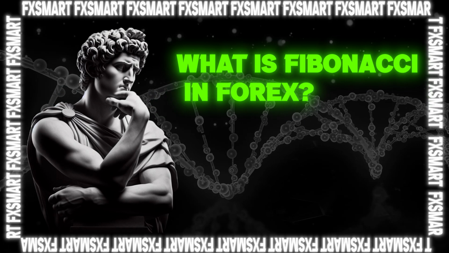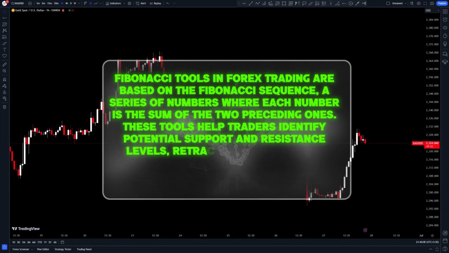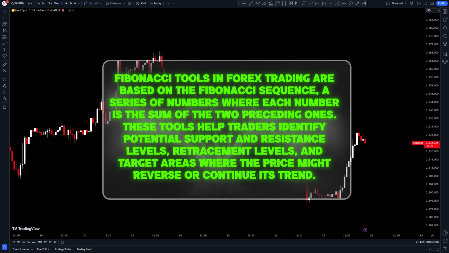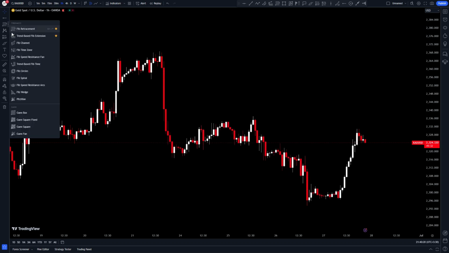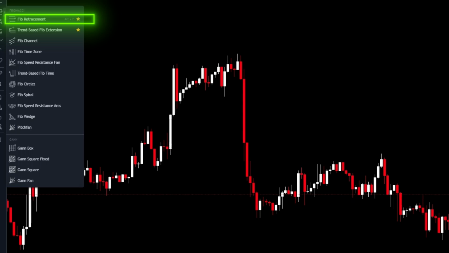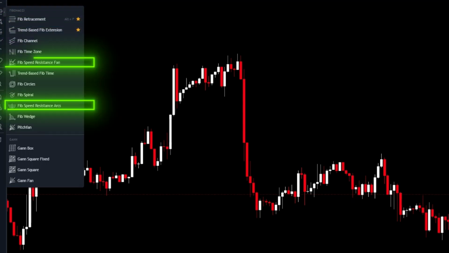What is Fibonacci in Forex? Fibonacci tools in Forex trading are based on the Fibonacci sequence, a series of numbers where each number is the sum of the two preceding ones. These tools help traders identify potential support and resistance levels, retracement levels, and target areas where the price might reverse or continue its trend. The most commonly used Fibonacci tools in Forex trading include Fibonacci retracement, Fibonacci extension, Fibonacci time zones, Fibonacci arcs, Fibonacci fans.